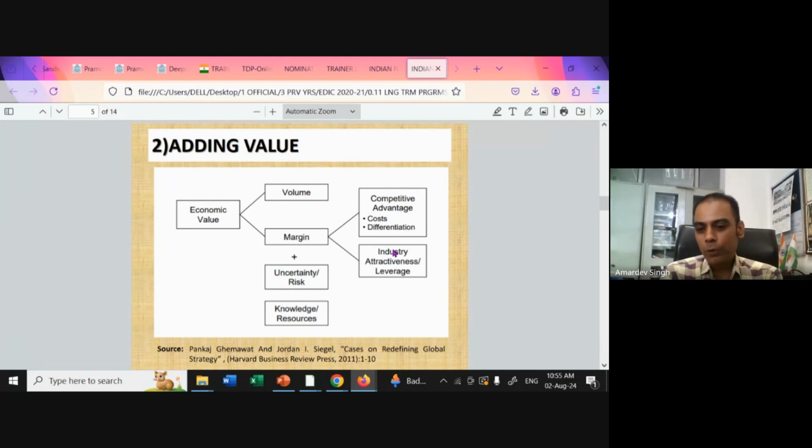So what I wish to say is, industry attractiveness is there, because if you go into manufacturing of EVs, governments must be giving you good subsidies.